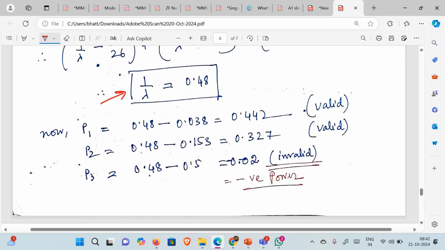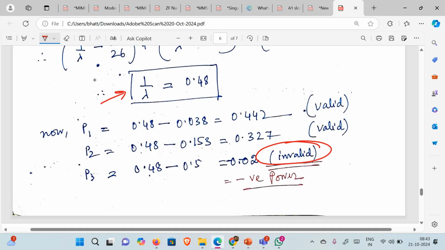Now you are understanding, see, P1 has a value 0.442, which is valid, greater than 0. P2 has 0.37, which is greater than 0. But P3, when we are calculating it, is coming as minus 0.02. As per the condition, power cannot be negative. Any Pi cannot be negative. But here you are observing that it is an invalid scenario, which means the value of 1 by sigma which we have chosen is not optimal. Understand the concept of what we are trying to do.